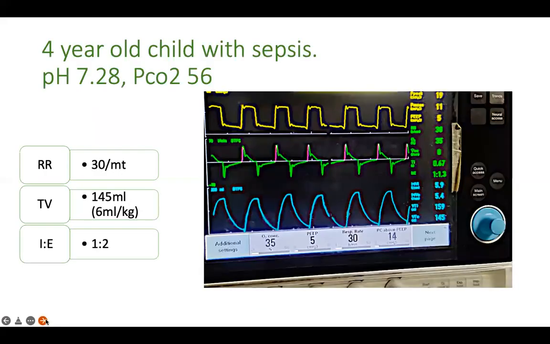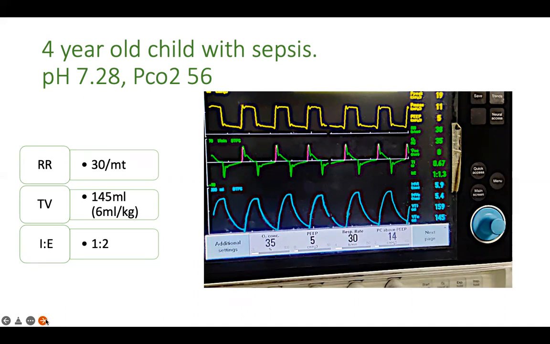So now coming to the next patient, this is not exactly a completely normal lung, I would say. It's a 4-year-old child with sepsis, septic shock on ventilator, and he's again having PCO2 retention with a pH of 7.28. And here what you see is that he's on a respiratory rate of 30 per minute, tidal volume of 6 ml per kg, and IE ratio of 1:2.